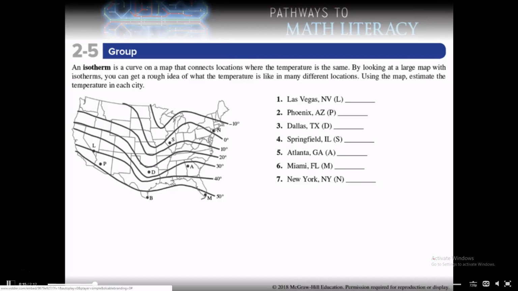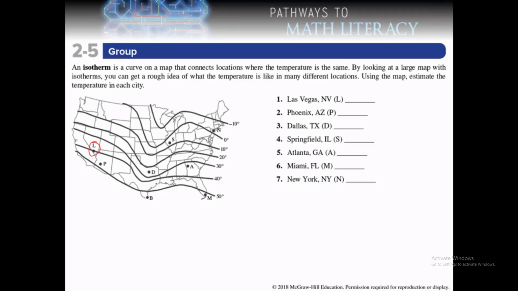In number 2, we're supposed to estimate the temperature in Phoenix, Arizona, which is P over here. Well, that one's not right on an isotherm, so we need to estimate what it would be. It's between the 40 and the 50 lines, and then to make our estimate more accurate, we need to think about, well, it is closer to the 50 than it is to the 40, so it's definitely past 45, maybe about 47 or 48 degrees.